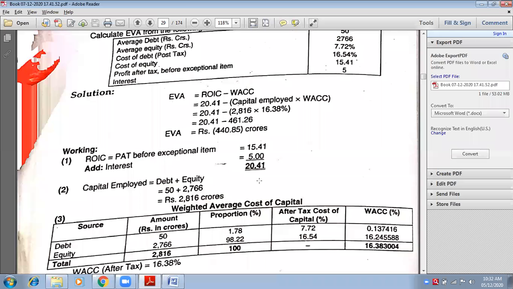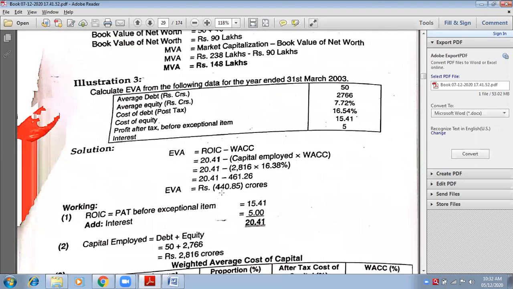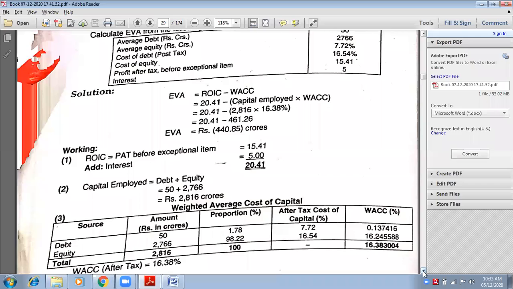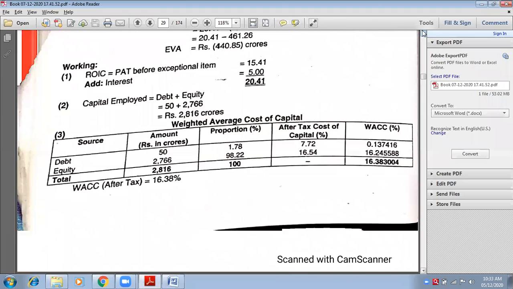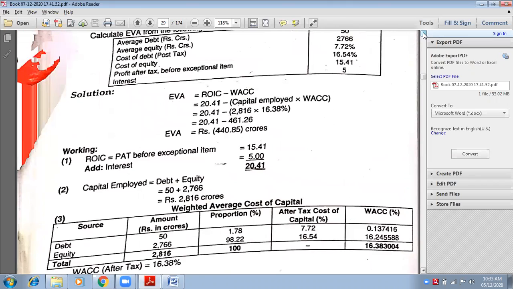Now let us start with another one. See how simple the question is. This question can be asked in MCQ format also. Suppose I'm giving you this question in the question section, and roughly you have to solve and give me the answer. There will be 4 options available. One option will be 440.85 in bracket, and one will be 440.85 without bracket. So you have to select the correct answer. And roughly you have to solve.